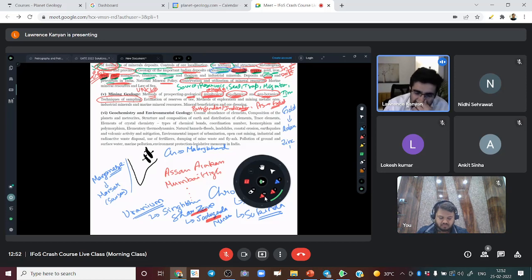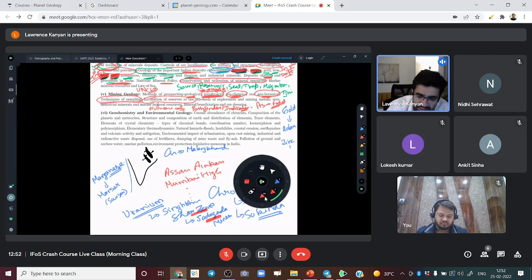This mining geology syllabus is very simple, direct. The only thing is the geophysical part is challenging, the rest is very simple. Estimation of ore reserve: a numerical will come 90% of the time. In that numerical, all you have to do is take a weighted average. Most of the times you have to take a weighted average.